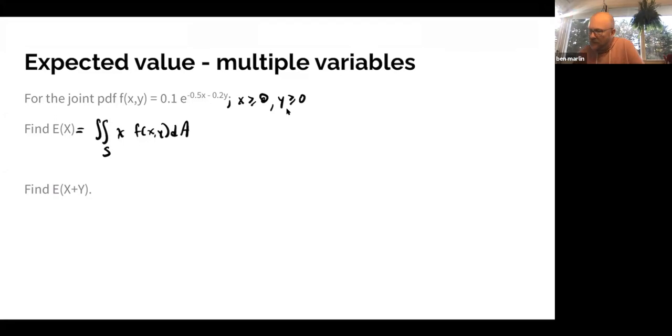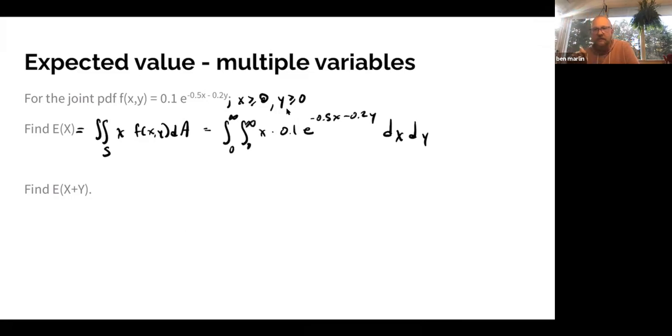Okay. So for the purpose of doing this, you would set it there and have X times 0.1 e to the negative 0.5x minus 0.2y d something d something. Now, because it's the whole plane, it's going to be a rectangle, and it doesn't really matter if you do dx dy or if you do dy dx. Both of them are going to go 0 to infinity. Okay. If you have a region that is not a rectangle, then you have to actually pay attention to it.